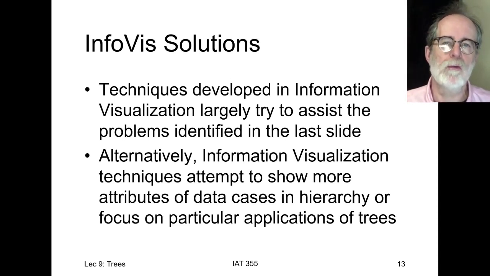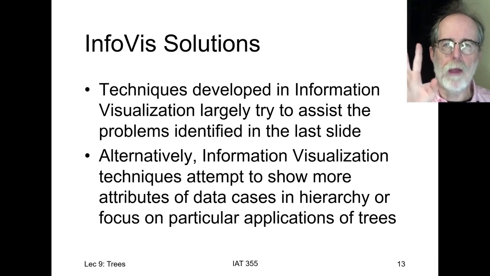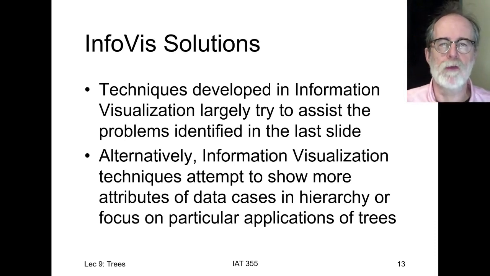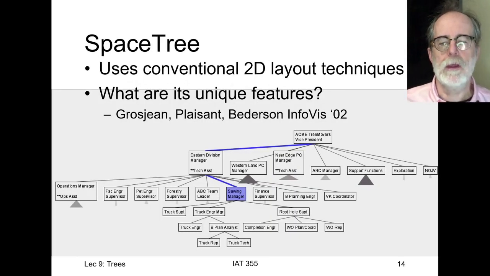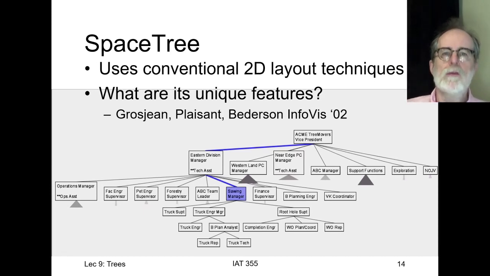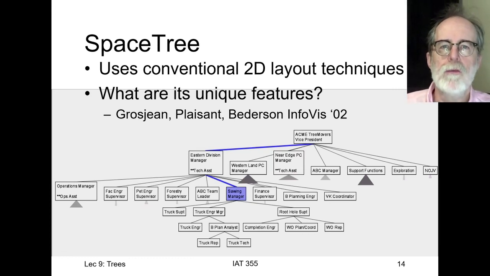The things we've shown so far are really saying all trees are created equal and all we want to do is know structure. As visualizations to show structure, they were okay, but they had the drawback of you didn't know in that previous diagram what any of those nodes were about. They're just dots. So this thing here is called SpaceTree, and what this thing does is it uses kind of conventional 2D layout techniques, but it uses interaction as a means of managing space. And this was done by Grosjean, Plaisant, and Peterson at InfoVis in 2002. And what we're going to do now is show a video of that. Please hold.